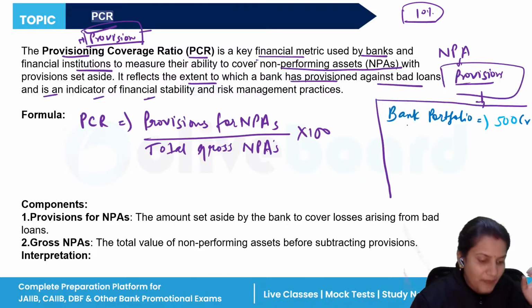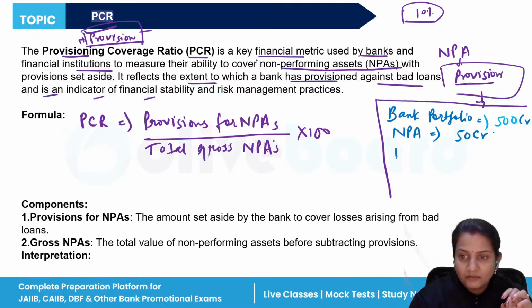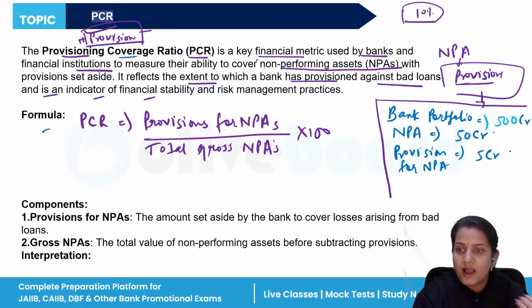Now, in this bank's portfolio, what is happening? The NPA is how much? Okay, the NPA is 50 crore. Now 50 crore is the NPA that occurs in the bank. The bank has made a provision for NPA. How much provision for NPA is made? Just 5 crore. Now, what is the formula to calculate the provisioning coverage ratio? The provision has been made so that a bank can recover the NPA.